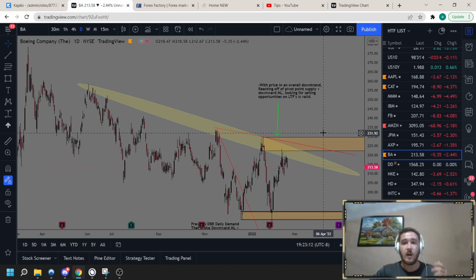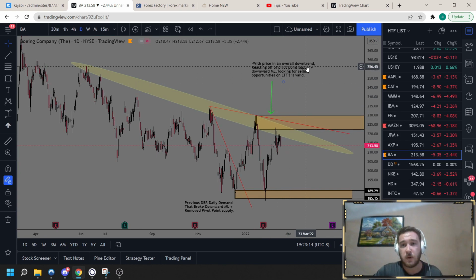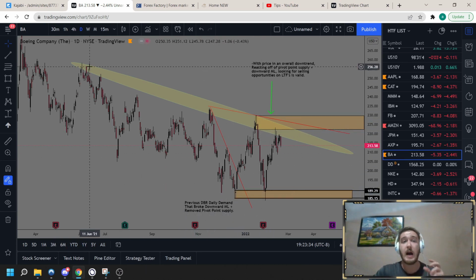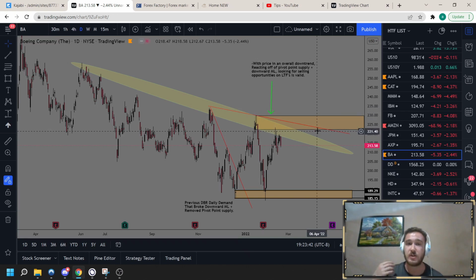So if it continues to fall down and it pulls back up to this area, we might see sellers come back in. I said here, with price in an overall downtrend, reacting off of the pivot point area of supply plus the downward momentum, I am looking for selling opportunities on the lower time frame. Cool. I am sitting inside an area of a supply zone, very, very strong moves to the downside that created a new low in the market. I am reacting off of this kind of downward slope. I am reacting off of this momentum line. So there's a story of why I am getting short here. There's reasons on the higher time frame. And that's what we're trying to do.